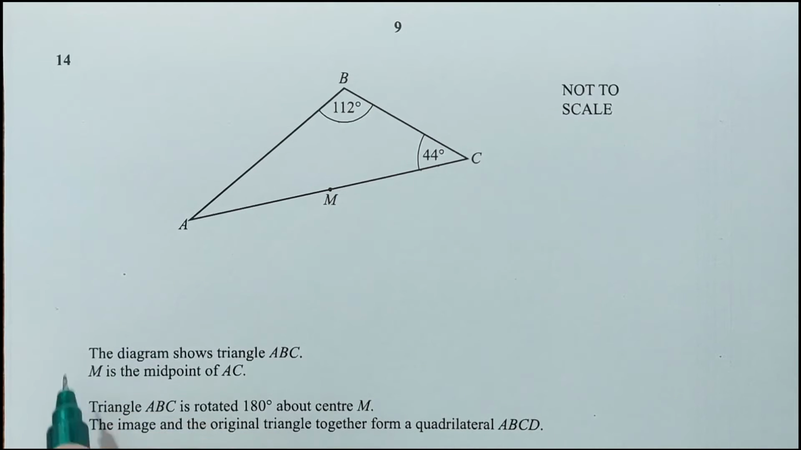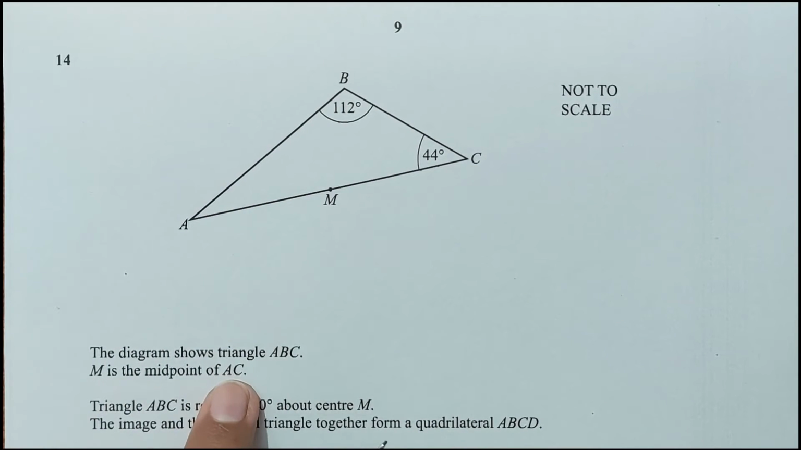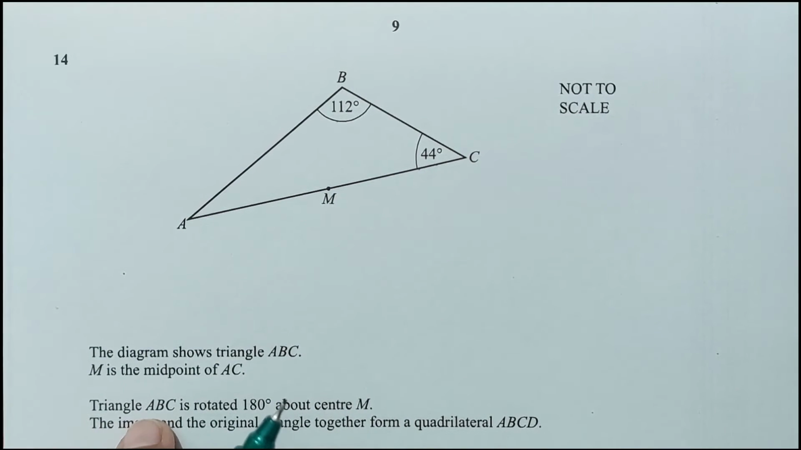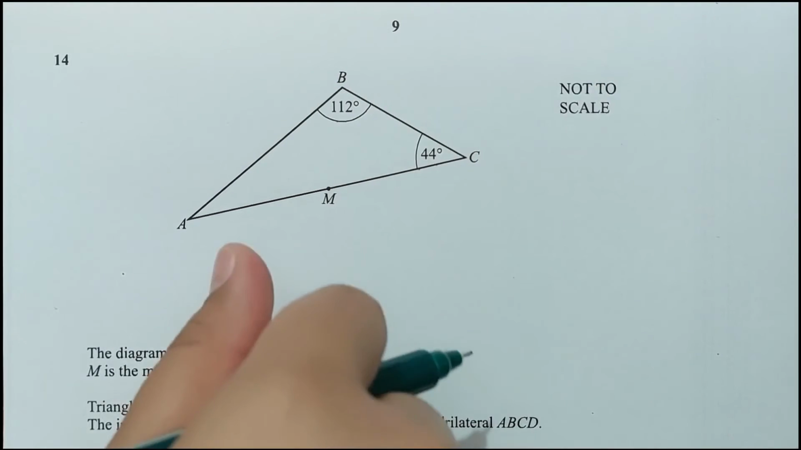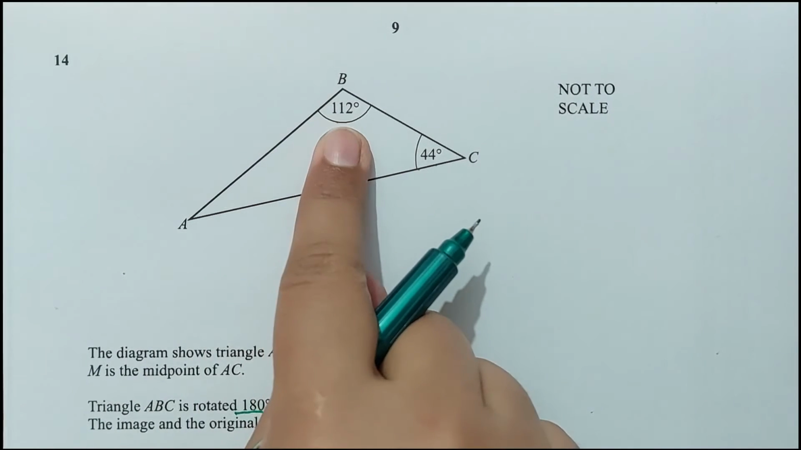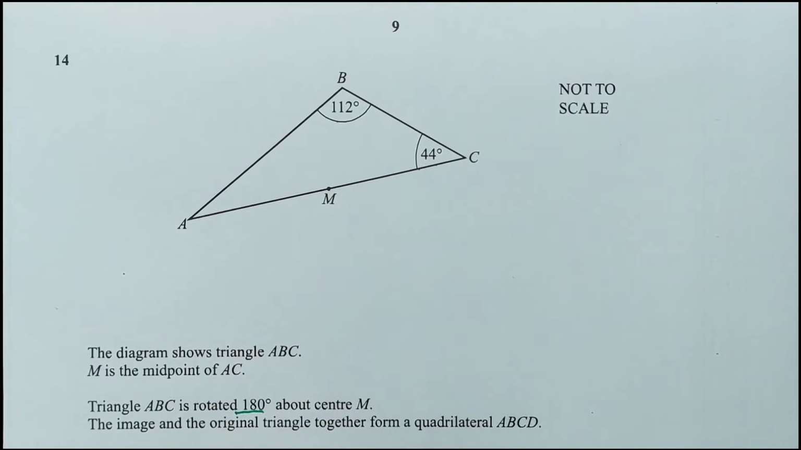Question number 14, the diagram shows a triangle ABC. M is the midpoint of AC, right? Triangle ABC is rotated 180 about the center M. About that center, it is rotated 180. The rotated image and the original triangle together form a quadrilateral ABCD, right? ABC and then some D.